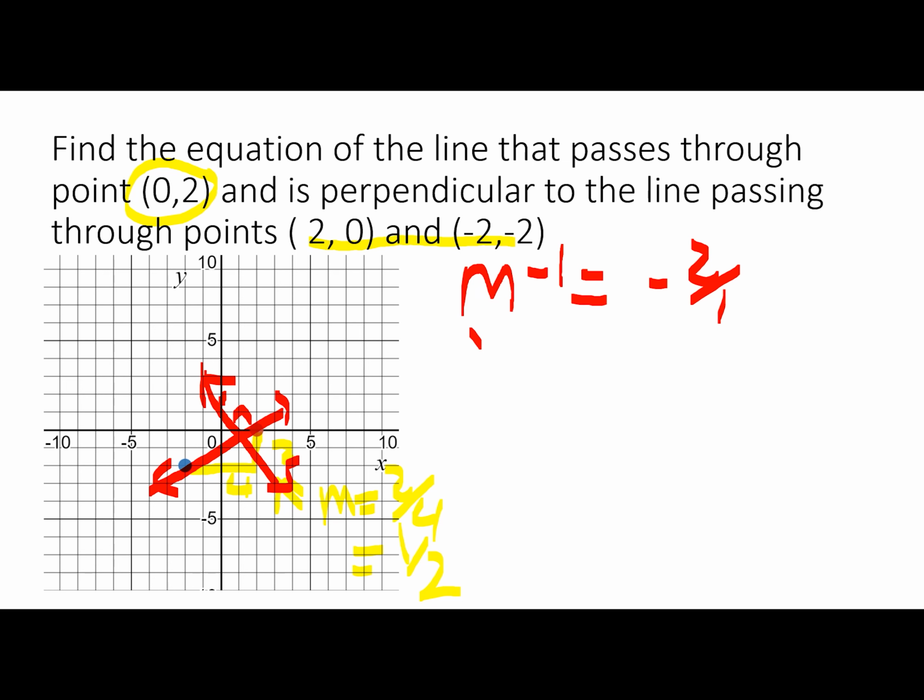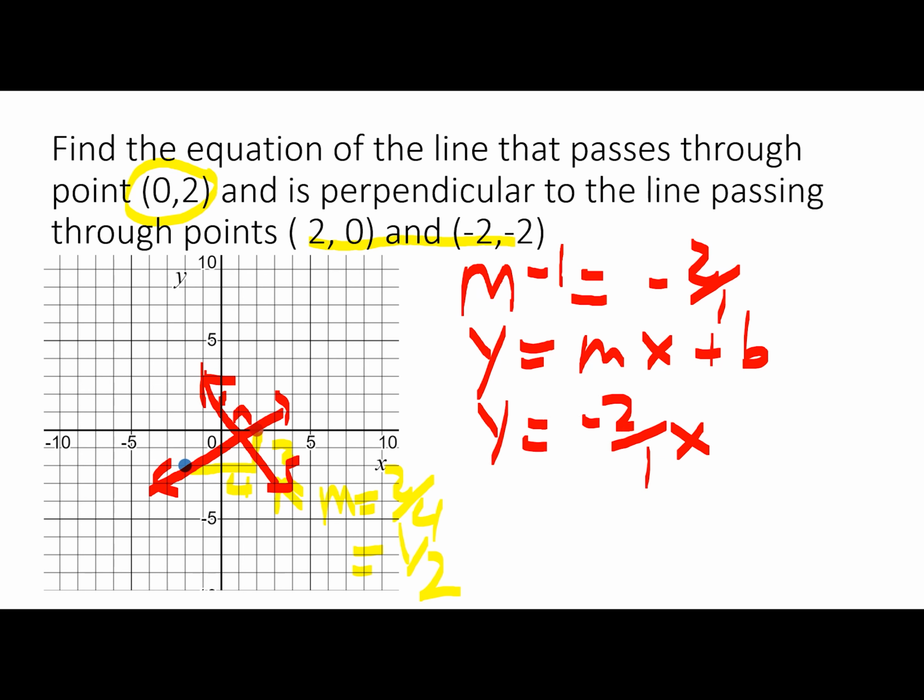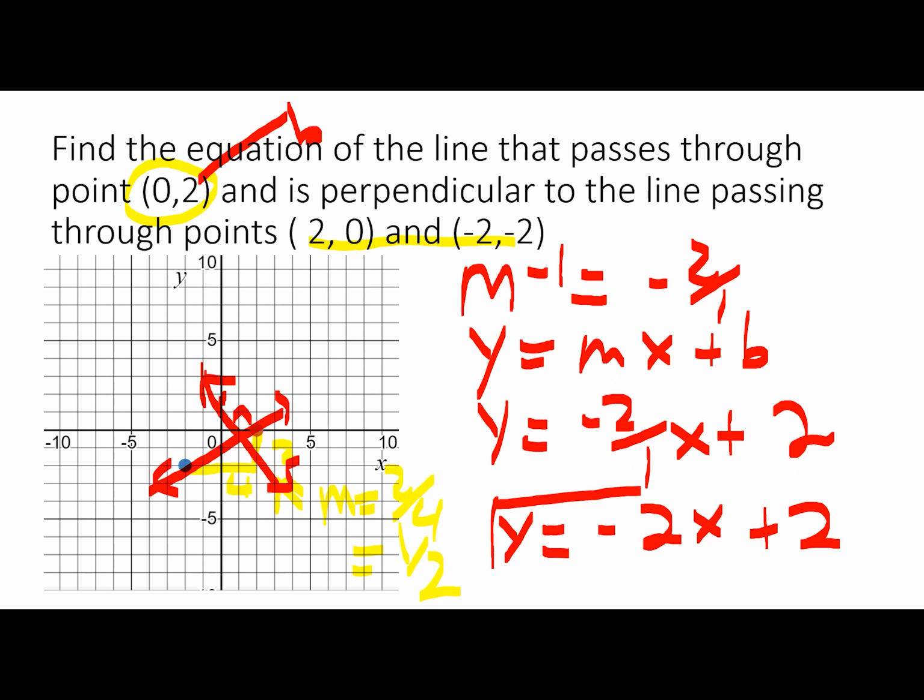And now we can write this equation in slope-intercept form. We know our y-intercept and the slope. So our slope was negative 2 over 1 x plus 2. This is our b here. So simplifying, dropping the 1 since it's a whole number, this is our equation for the perpendicular line.